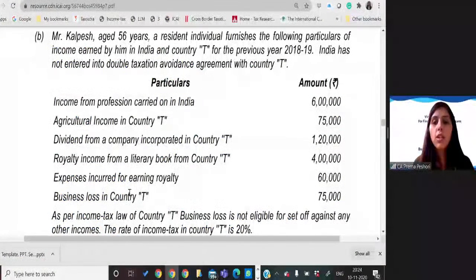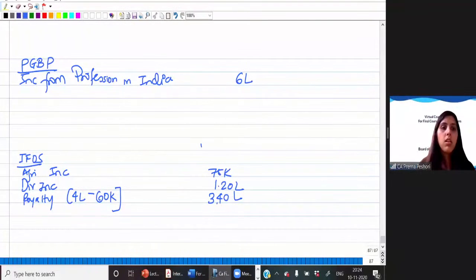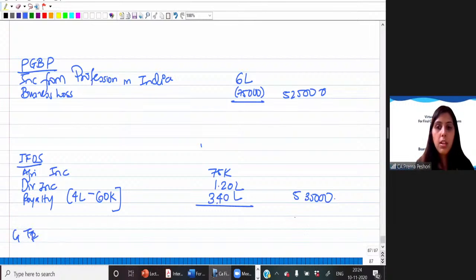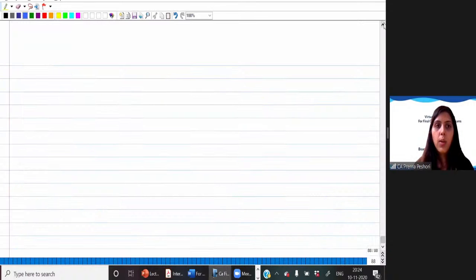Business loss in country T, 75,000. So I will set off the business loss of 75,000. Right? This comes to 5,25,000 and this comes to 5,35,000. So total GTI would be how much? 10,60,000. Clear?